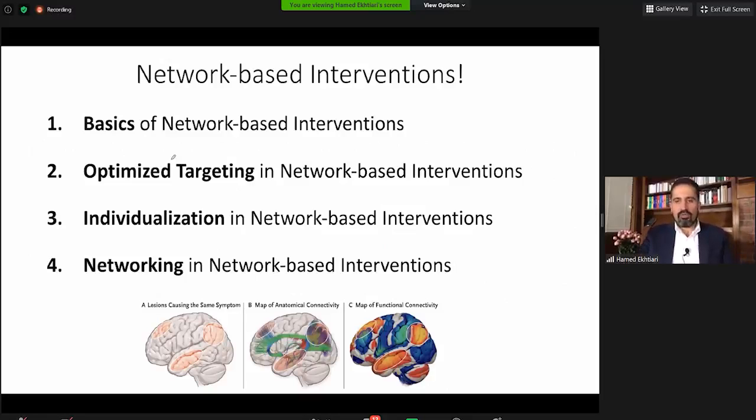I will try to cover 4 major topics, basically giving you an idea about network-based interventions, and I will discuss how we can optimize targeting for network-based interventions, then how we can individualize interventions, how we can do networking, and what could be the next steps. If you are interested in this field, how you can collaborate and how you can join the networks that we have made around the world. So that would be the major outline of the talk that I'm going to present.